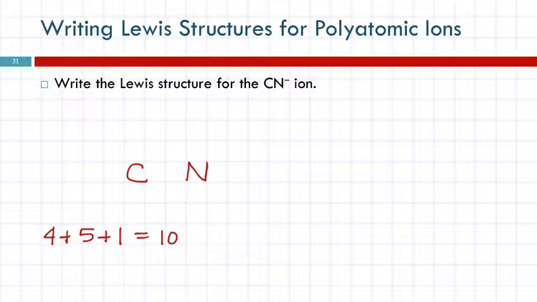So again, we're going to put 2 between for a bond. So there's 2, 4, 6, 8, 10. What do we have to do?